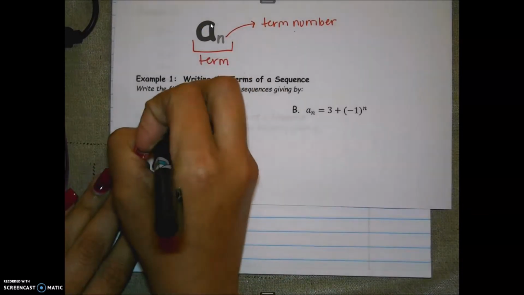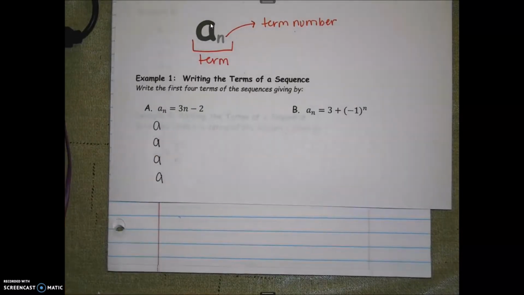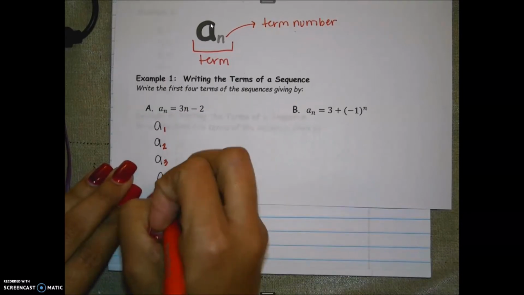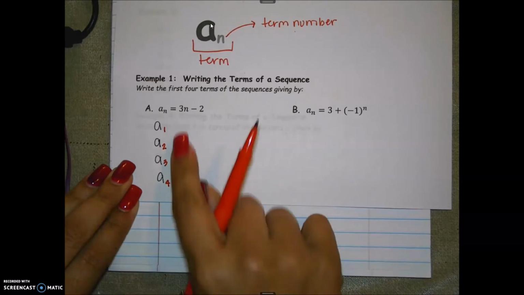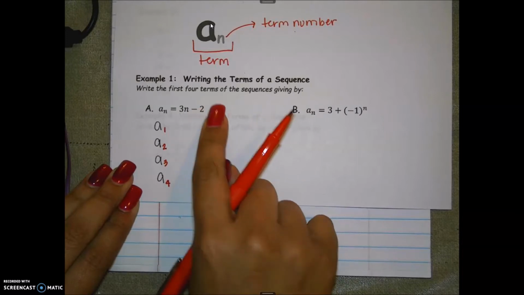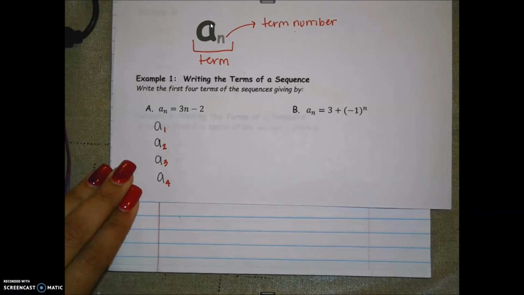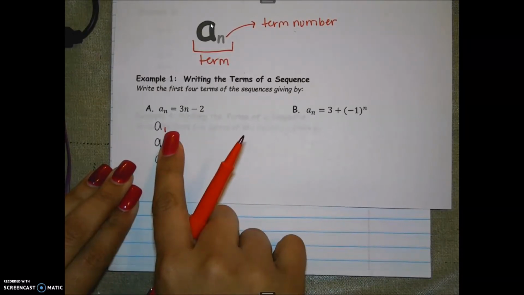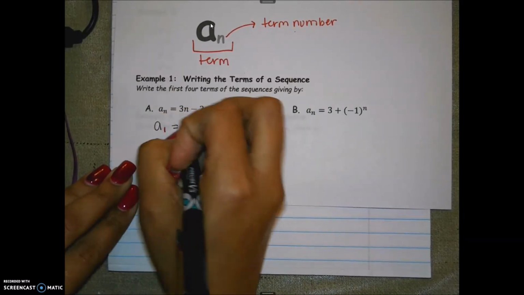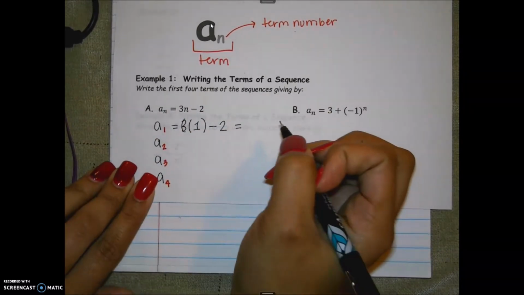So I want to find a sub 1, a sub 2, a sub 3, and a sub 4. All that means is I'm going to take this number that's in the term and plug it in for n in my equation. And then I actually have to solve that part of the equation, because that will give me my output, or the term for when n is 1. So I'm going to substitute: 3 times 1 minus 2 is equal to 3 minus 2.